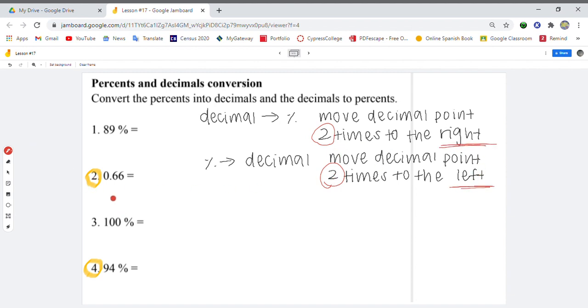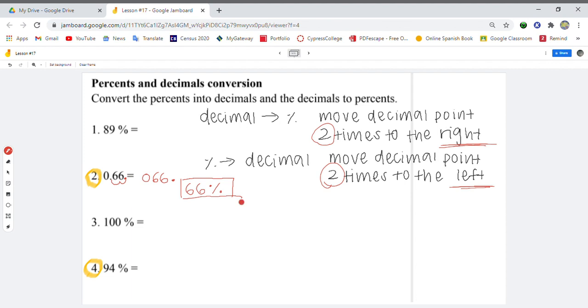So first, we're going to go over decimal. From decimal to percent, we have to move the decimal point 2 times to the right. So the decimal point is here, so we're going to move it 2 times to the right. 1, 2, and we end up over here. So 0.66 becomes 66. And since this is a percent, we're going to write a percent sign right next to it like this. 66%. And that is how we convert from 0.66 to a percent, which is 66%.